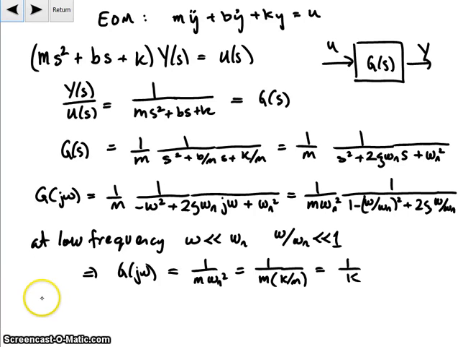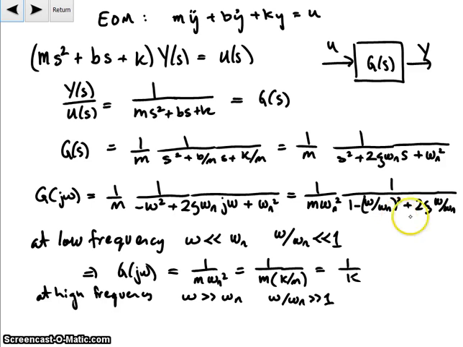So now let's consider the high frequency case. When omega is much bigger than omega n, we write omega over omega n is much, much bigger than 1. And so if we look at this term here, the dominant part is this thing here, minus omega over omega n squared. So at high frequencies, we have that G of j omega equals 1 over m omega n squared times 1 over minus omega over omega n squared.